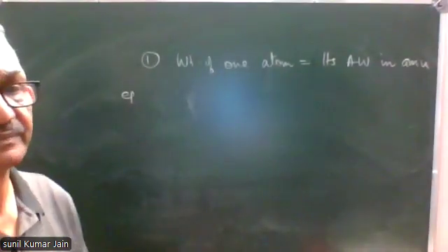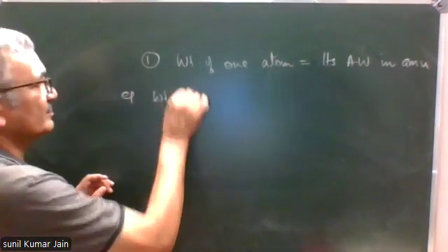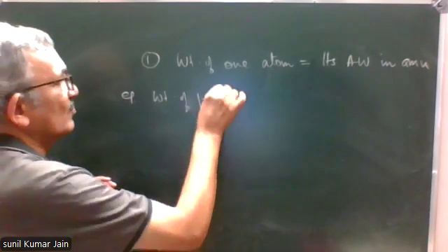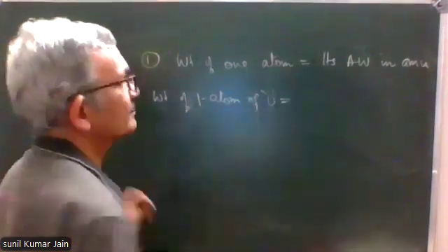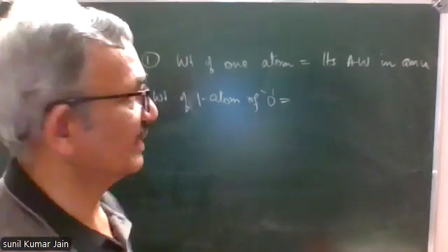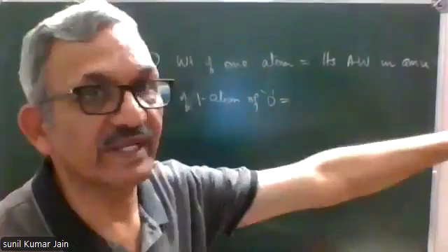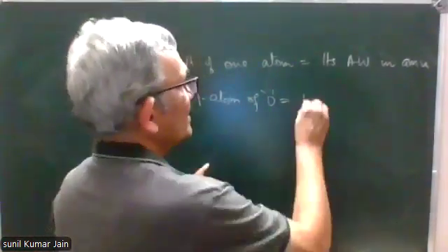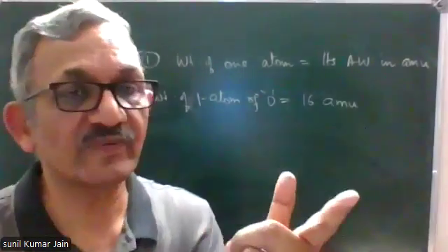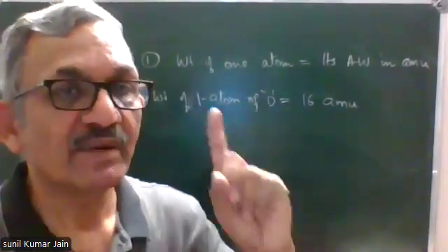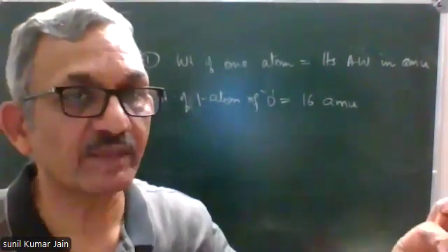For example, weight of one atom of oxygen will be what have you written? Its atomic weight in AMU. That will be 16 AMU. 16 is the atomic weight of oxygen. So I can say mass of one atom of oxygen is 16 AMU.